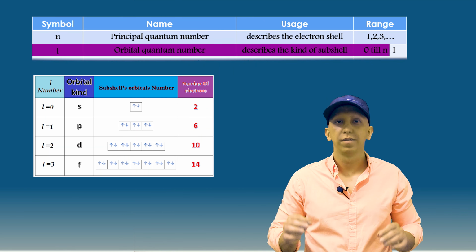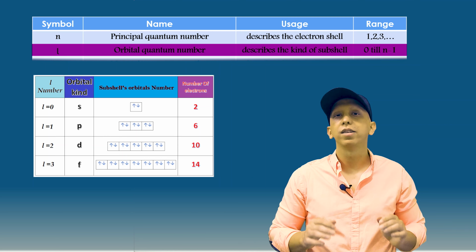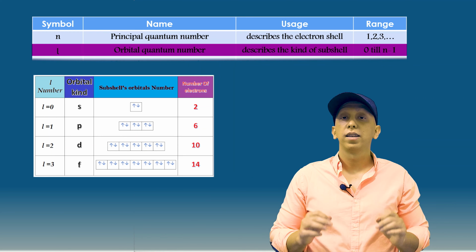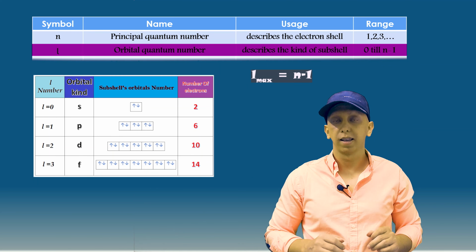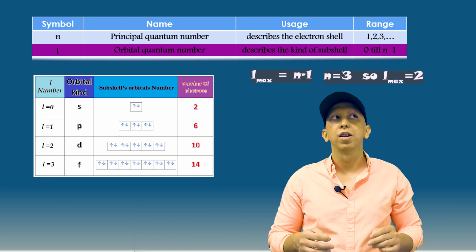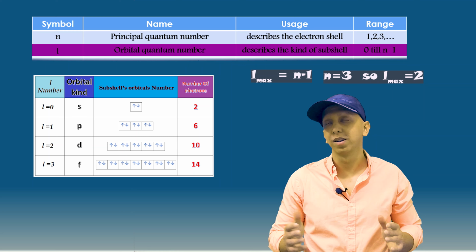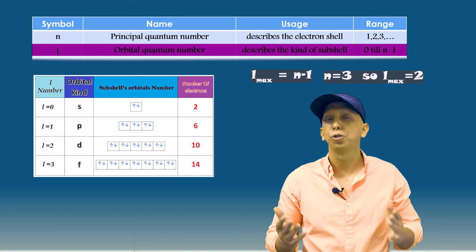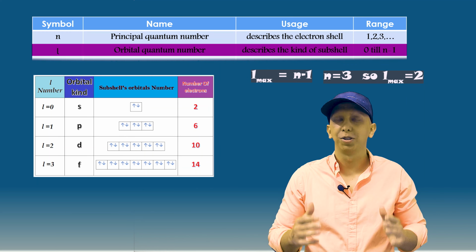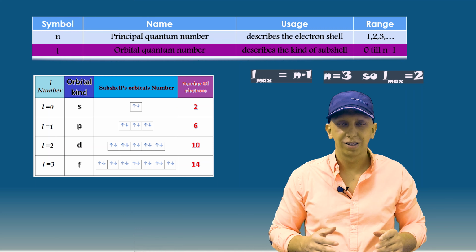L starts from 0 to n minus 1. It means L can take values up to 1 unit less than n. For example, when n is 3, the largest L is 2 because 3 minus 1 is 2. And we know when L is 2, the kind of subshell is d.